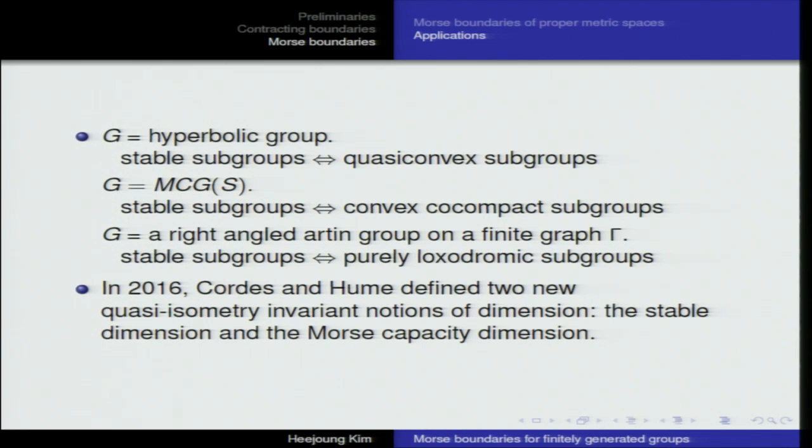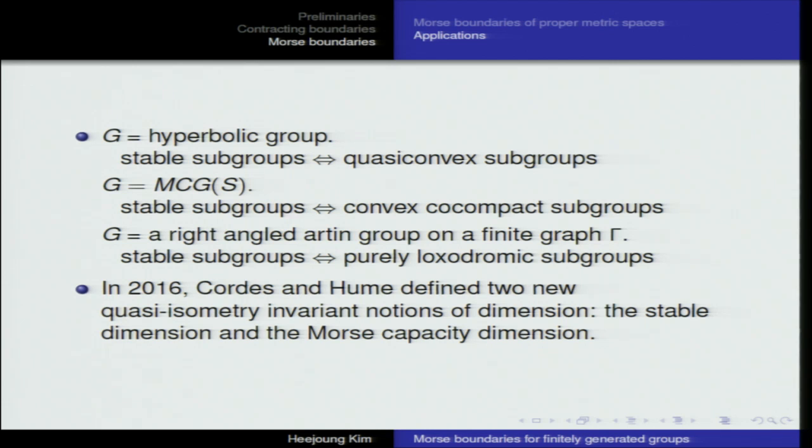And last year, Cordes and Hume defined two new quasi-isometric invariant notions of dimension by using the Morse boundary. The first one is the stable dimension, and the second one is the Morse capacity dimension.